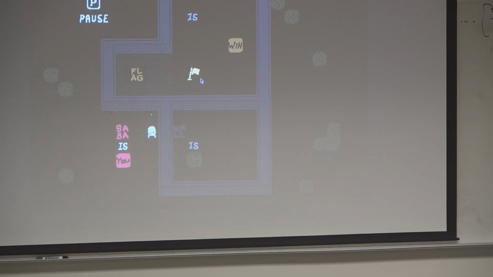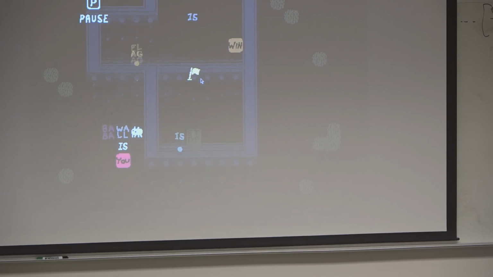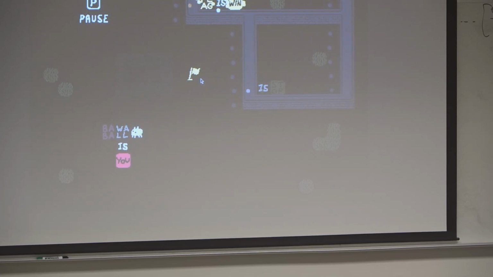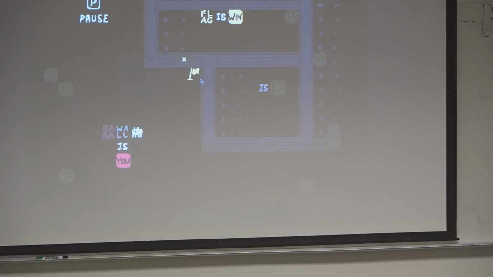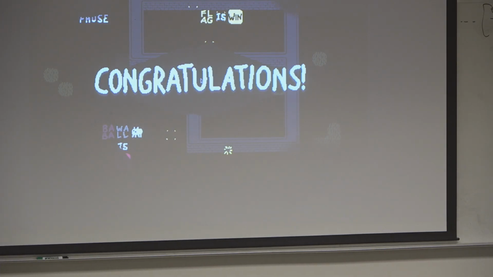What do you guys think will happen if I destroy this Baba is you rule? You die. Yeah. Okay, undo. Now, normally what you're supposed to do here is say flag is win, and then you touch the flag, you win. But you can actually do some more interesting things. For example, you can create any rules that you want. Let's say wall is you, okay? Let's create the flag is win rule. And now we just go touch the flag, okay?